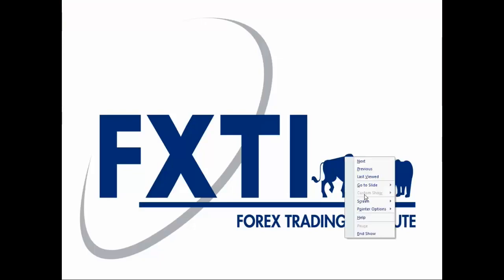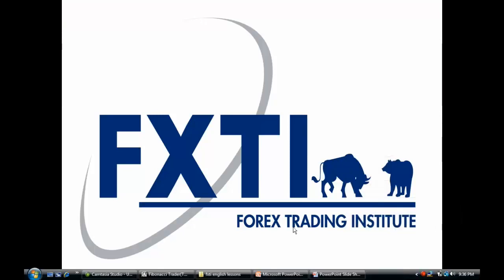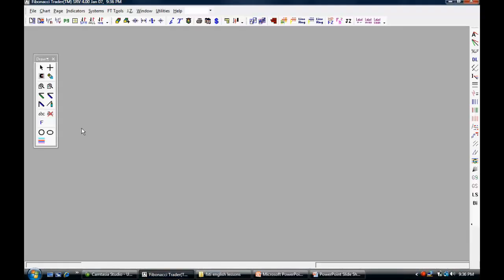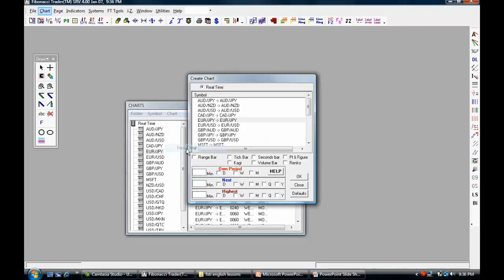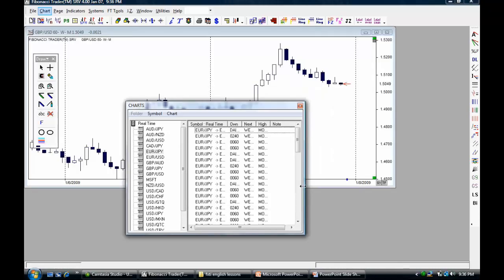Now we're going to go to the live market. I'm going to show you how to use these pivot points. The first thing, we open up a chart, and you can find these in all different time frames. Let's open up the pound, like trading that currency, and let's open a 60-minute chart.